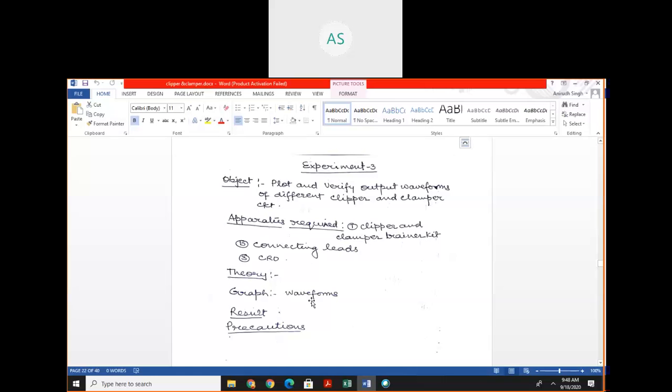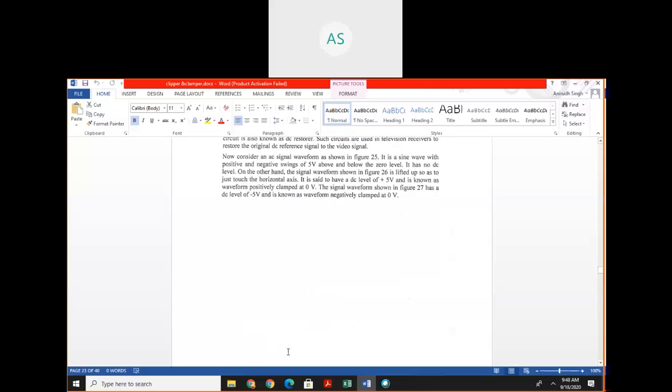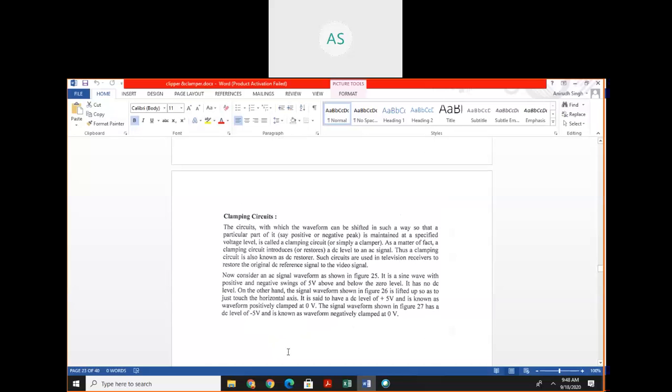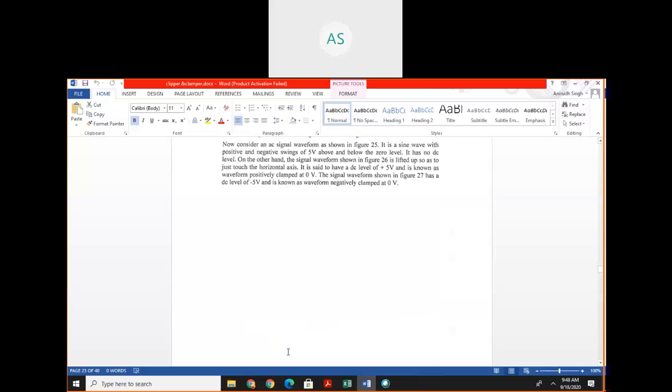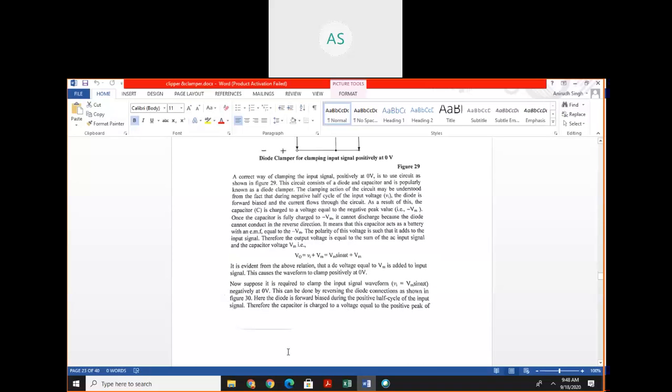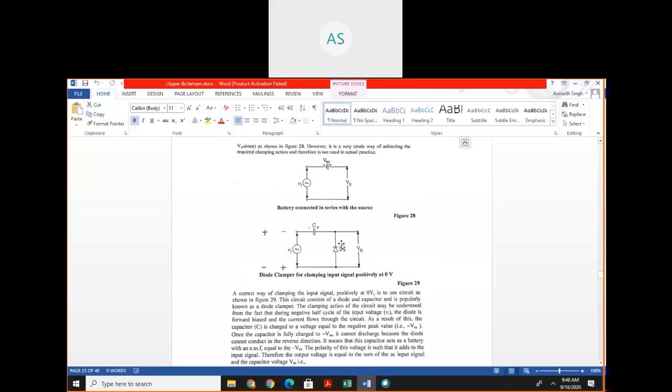And the last one: in this case, the sine wave generator is connected between the input terminal, and the CRO is connected between the output terminal. Between these 2 points we connect a positive DC supply, and between these 2 points we connect a negative DC supply. Then this is the waveform.